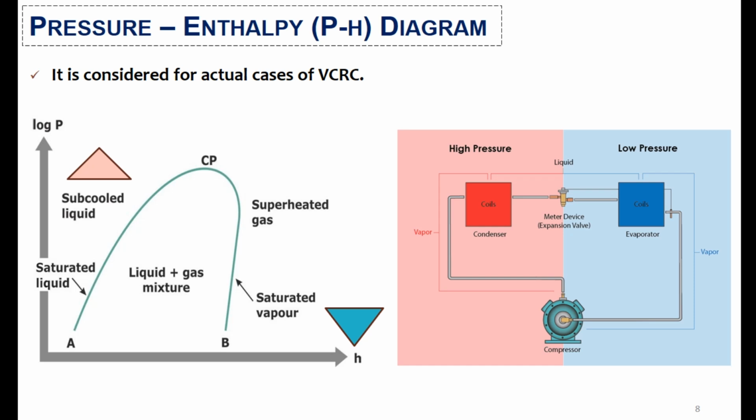In the graph, the dome represents the change in phase. Under the dome, there is a liquid and gas mixture, while to the right of the dome there is superheated gas, and to the left there is subcooled liquid, while the line shows saturated vapor on the right side and saturated liquid on the left side. The top of this dome is CP, the critical point, where the saturated liquid becomes equal to saturated vapor, and which is the ideal case.